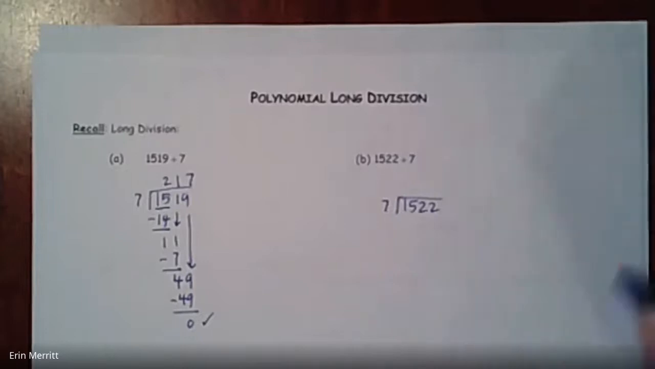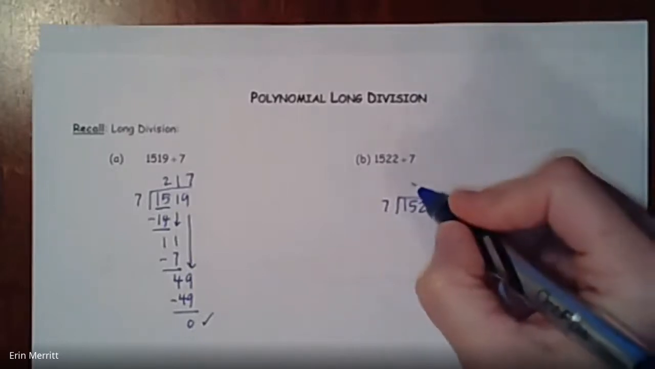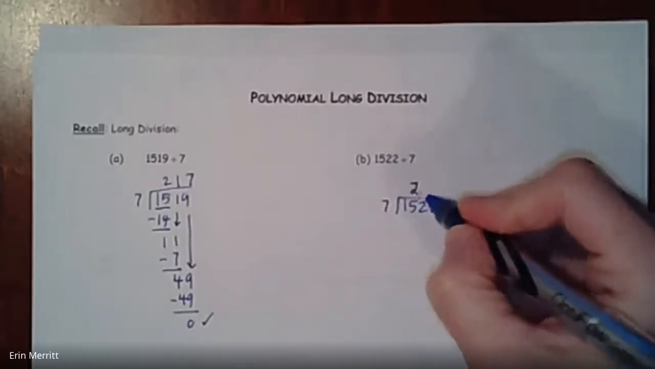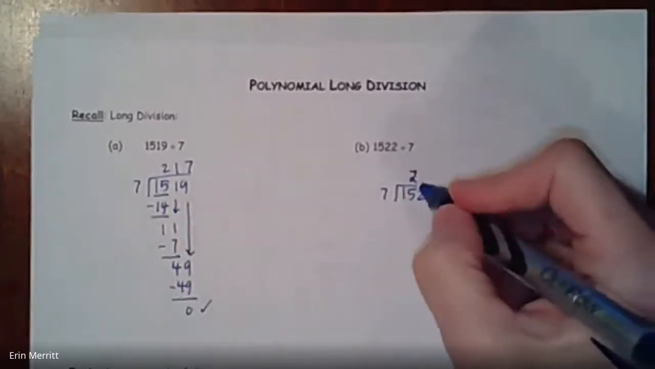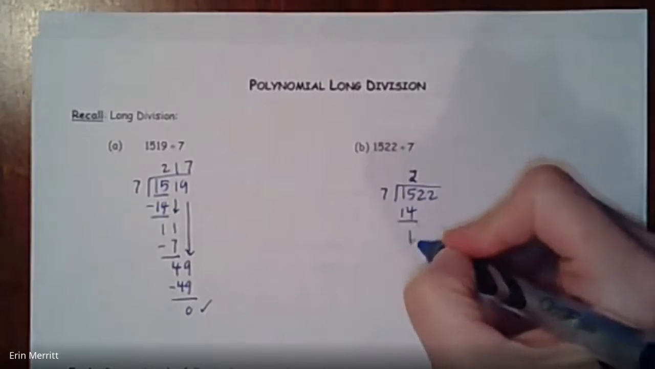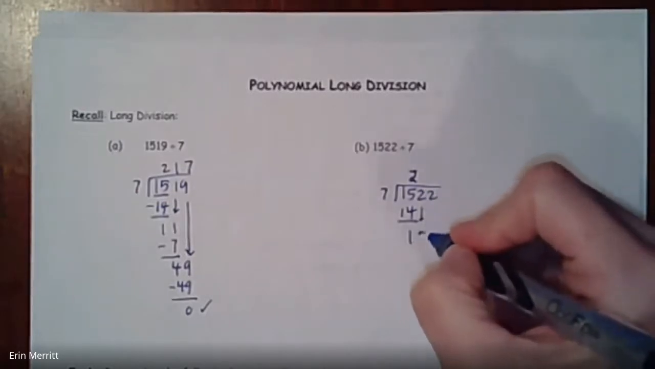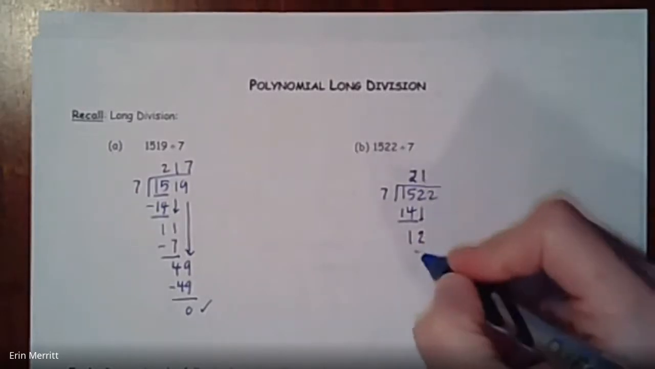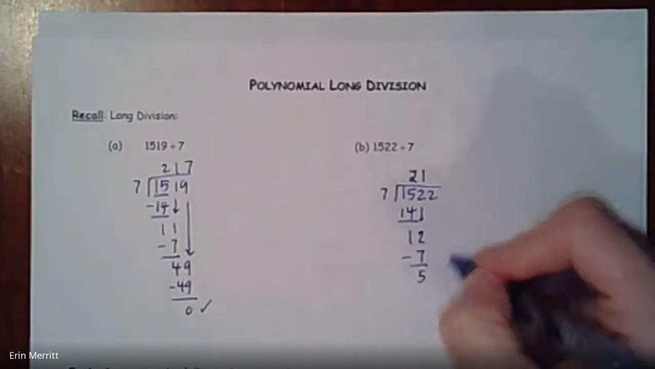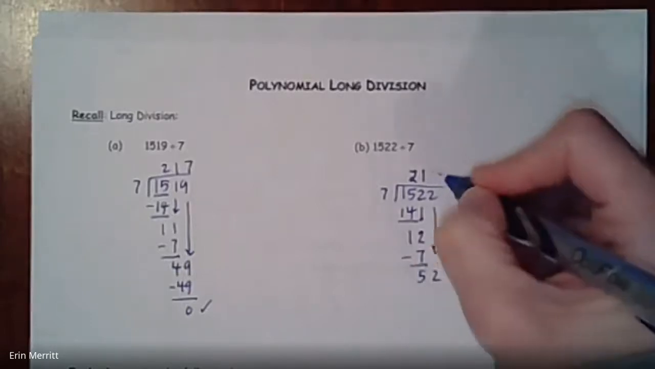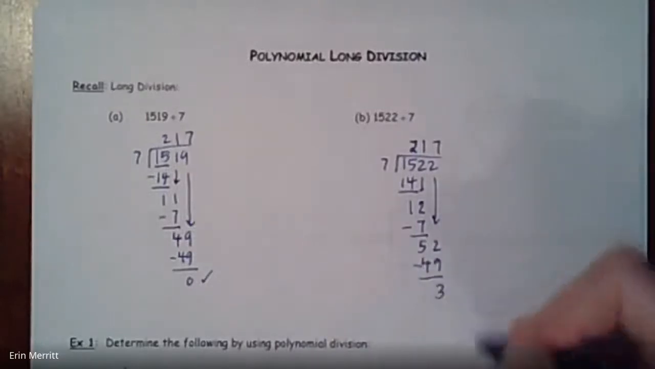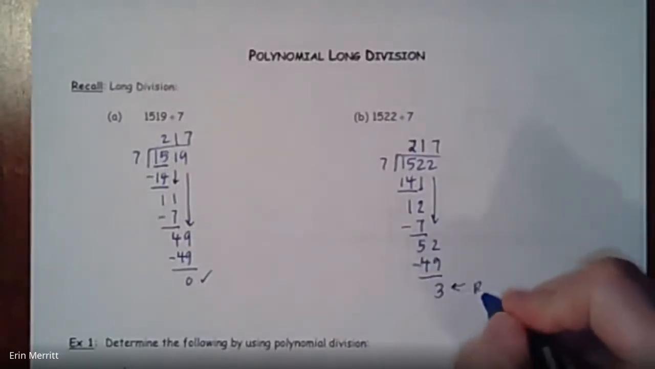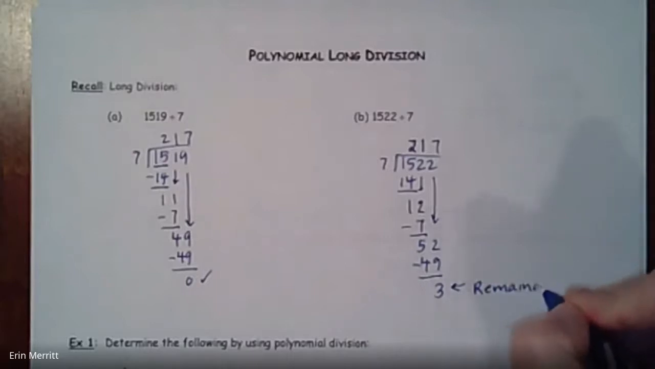If you have something like the next one, where it's 1,522 divided by 7, well, you probably are starting to suspect that, wait, 1519, 1522, this one's not going to work. But let's remind ourselves of what does happen. So you bring this down. It'll go in once, which is 7. We get a difference of 5. Bring it down, it goes in 7 times. We get 49, and then that little 3 right there, that is our remainder.